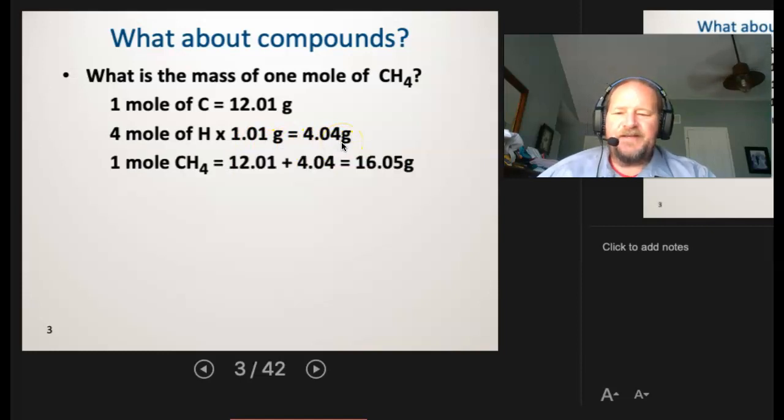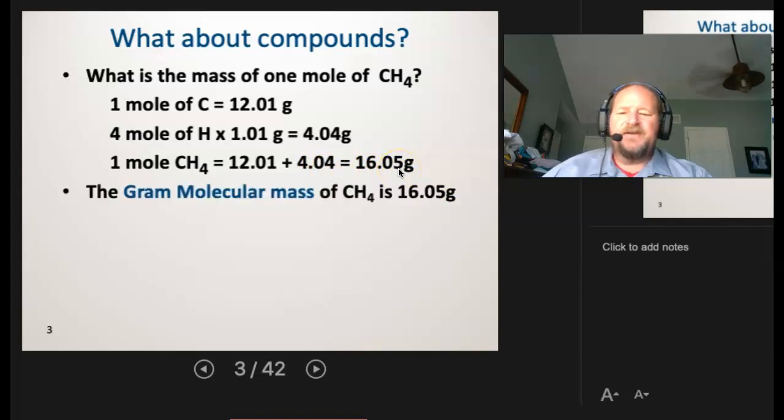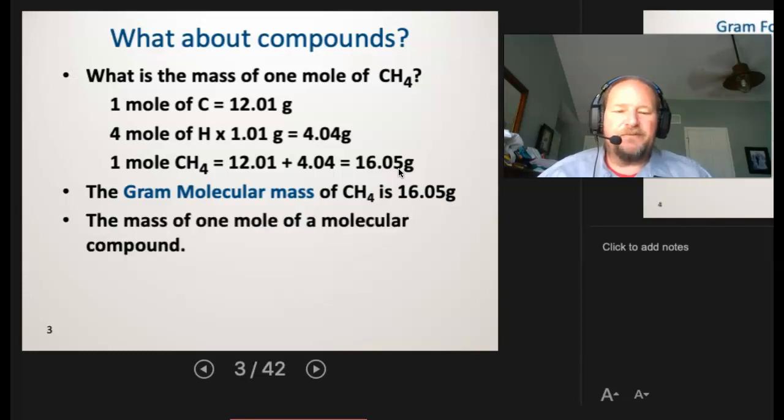The next thing I'm going to do then is just add those up. So I'm going to take 12.01 grams from the carbon, 4.04 grams from the hydrogens, sum those up, and that gives me 16.05 grams. So that means the gram molecular mass of CH4 is 16.05. And of course, this would be the mass of 1 molecule.